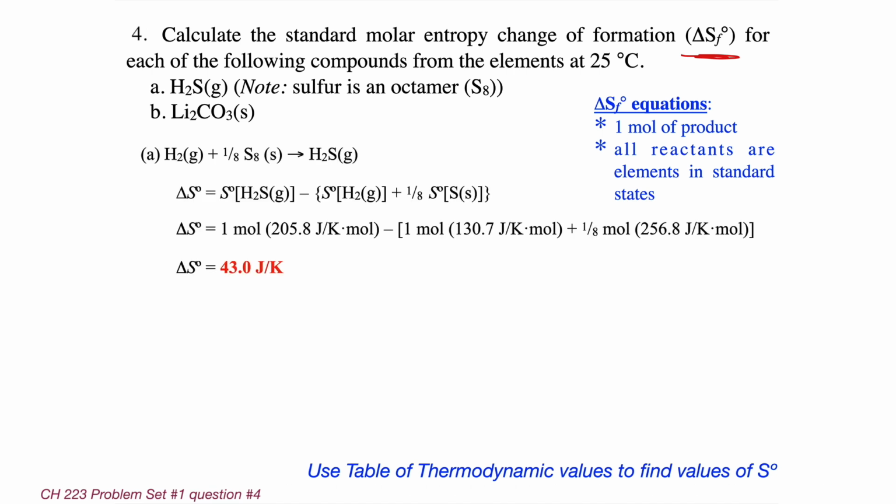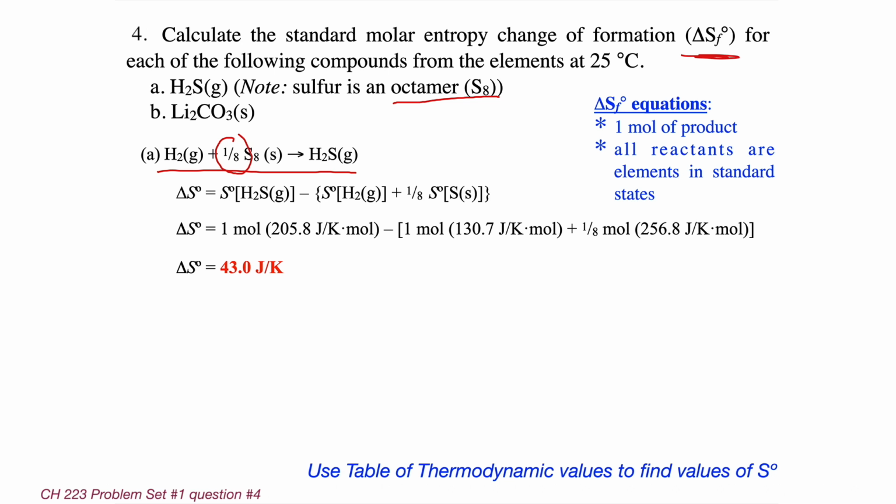So for the first one, this right here is an entropy of formation. You have 1 mole of H2S on the product side, and that's important. And the reactants are elements in their standard states. So H2 is a gas, all right, so you can see that's there. And sulfur is what they call an octamer. It's 8 atoms altogether. H2 is a dimer. It exists at 2 atoms per molecule, but sulfur is actually an 8. So notice that we have to put 1/8 of S8 in order to make this delta SF equation work.